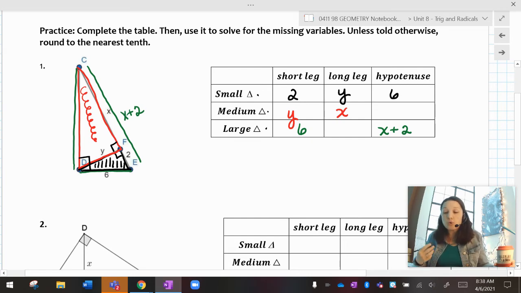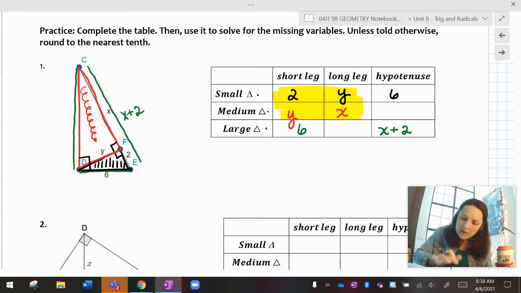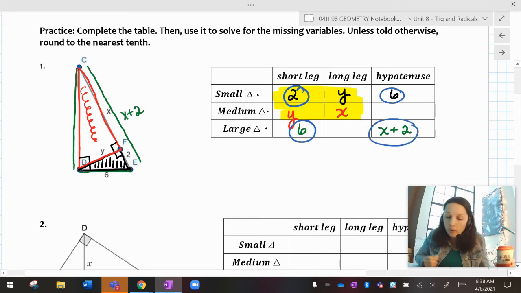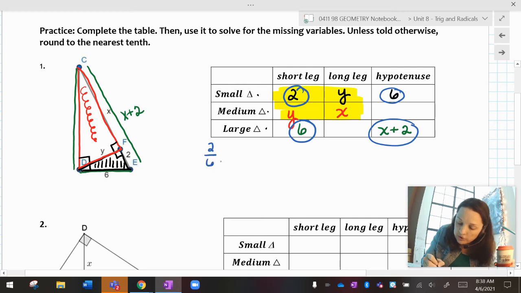Okay, so now I need to solve. One option is I look at this box right here, 2 over y equals y over x. That's too many unknowns. I would be missing x and y, so I'm not going to use that. Now I'm going to look at the 4 corners. 2 over 6 equals 6 over x plus 2. That I can use. It only has one variable.